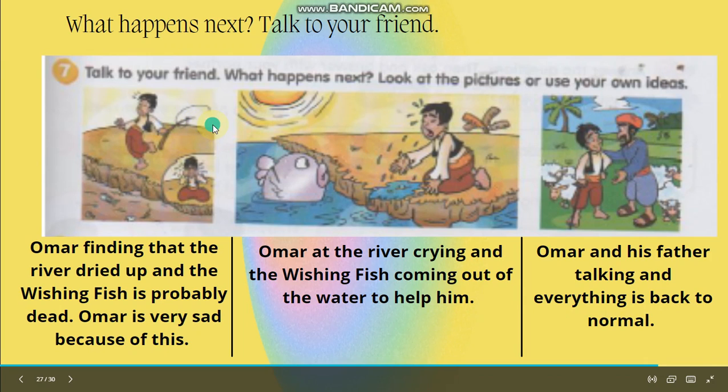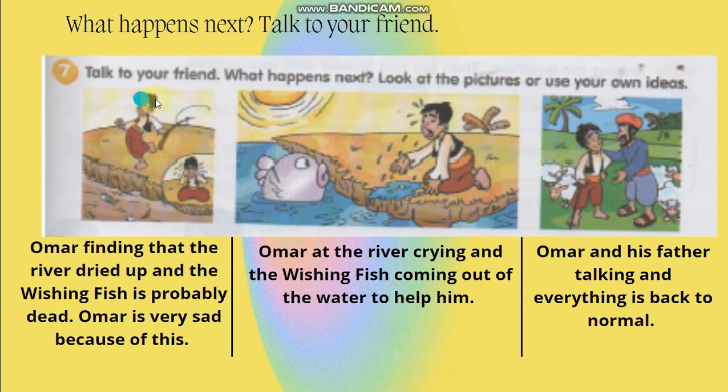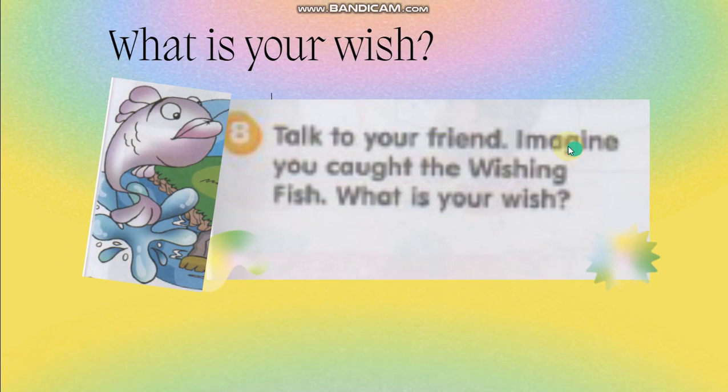So this activity, we will do it in the lesson. You need to talk to your friend. What happens next? What happens in the end? Look at the pictures. You can choose one of the pictures as the conclusion, as the ending of the story, or you can use your own ideas. So we will discuss more in the lesson. Next, last activity. The final activity is what is your wish? Talk to your friend. Imagine you caught the wishing fish. What is your wish? Let us know in the lesson, okay?